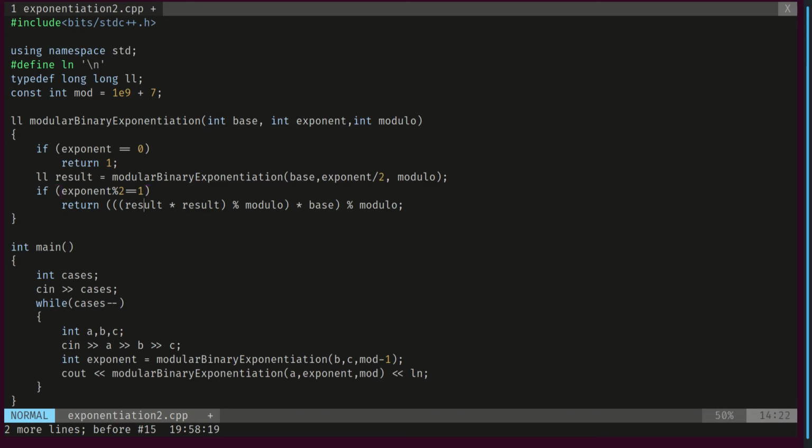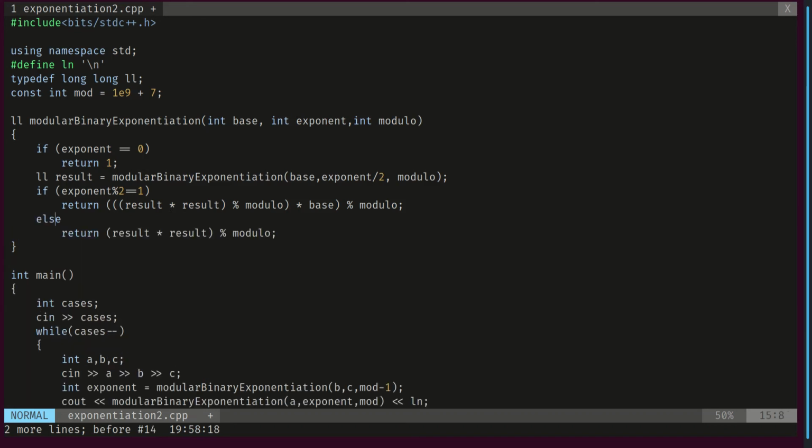then my answer will be the result, which is equal to base raised to exponent over 2 times base raised to exponent over 2. So I get the base raised to exponent times the base one more time because my exponent is odd, which is actually equal to exponent over 2 times 2 plus 1. And as I said in the previous problem, I have to break down these products into 2 products so that I won't have any overflow issues. And the other case is that the exponent is even, and in that case I'll just have to perform this multiplication here. So that's pretty much it.